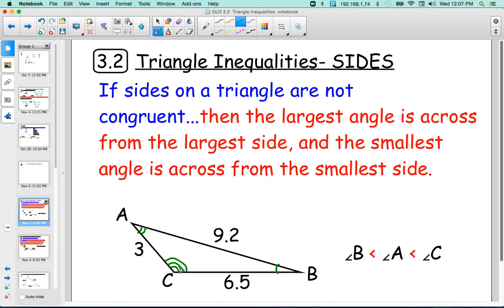Now, I don't have to mark these single, double, triple. I just did that because I went from smallest to biggest, but they do correspond. Smallest angle, straight across from the smallest side. The middle angle, straight across from the middle side. Biggest angle, straight across from the biggest side.